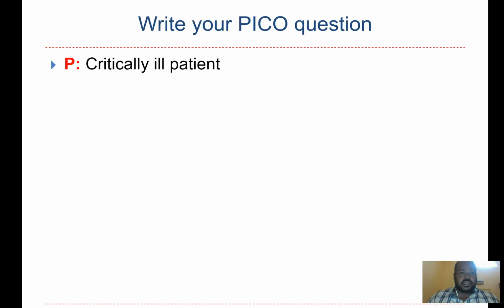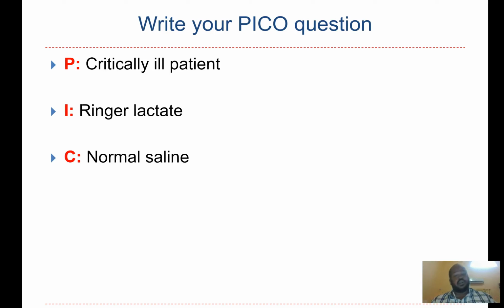You are talking about patients who are critically ill in the emergency department, patients with shock. And your intervention, you're thinking of using Ringer lactate compared to the standard normal saline for resuscitation. And the outcome, you're trying to reduce mortality, you're trying to prevent bad outcomes like acute kidney injury.